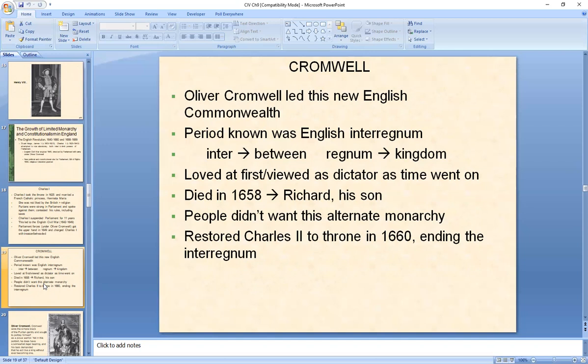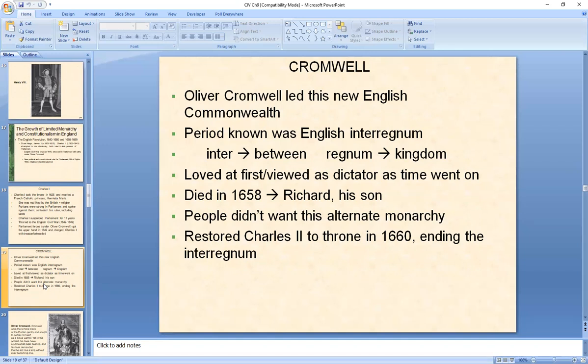So Cromwell basically is established as an interim. He's just the guy who's going to fill in until we can figure out what to do. But about 10 years later, he's still there. Or almost 10 years later.